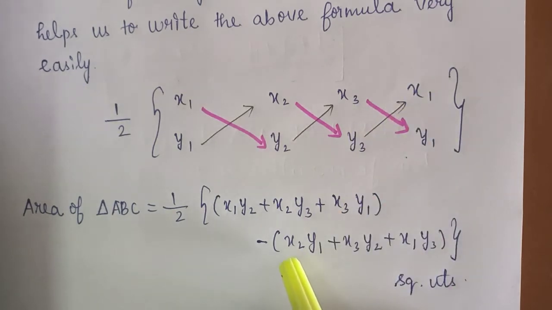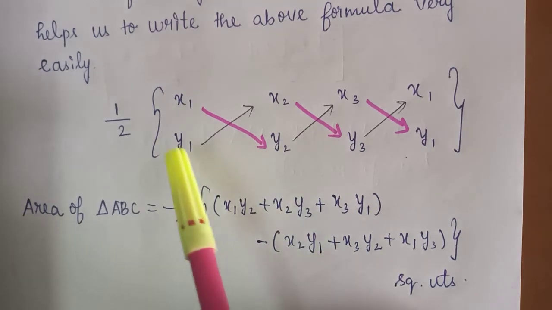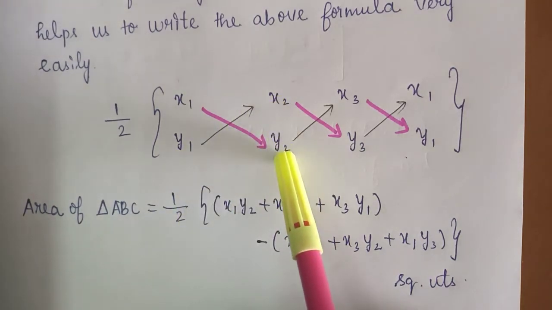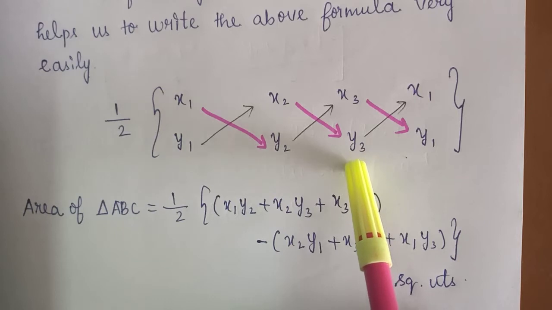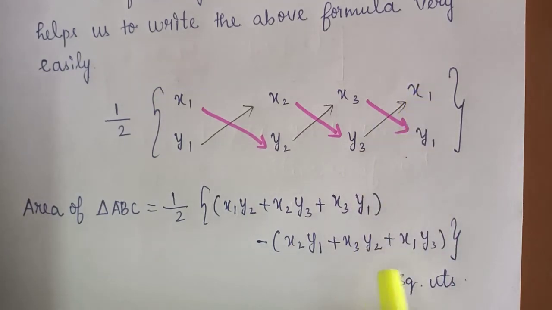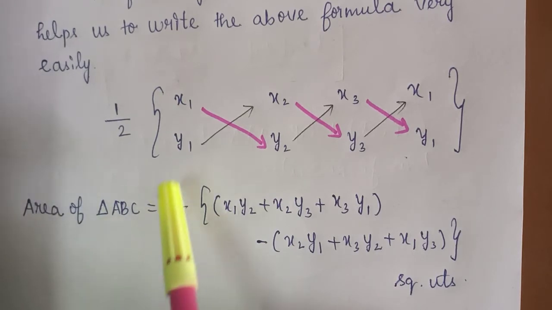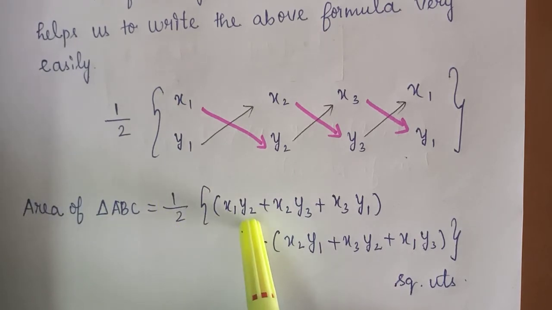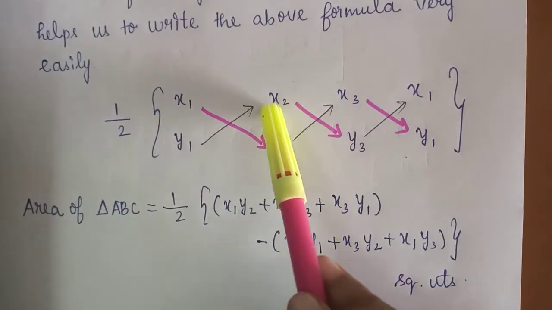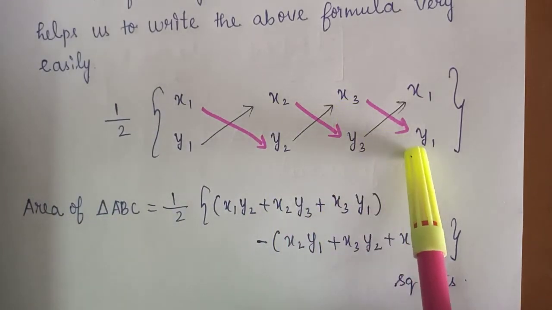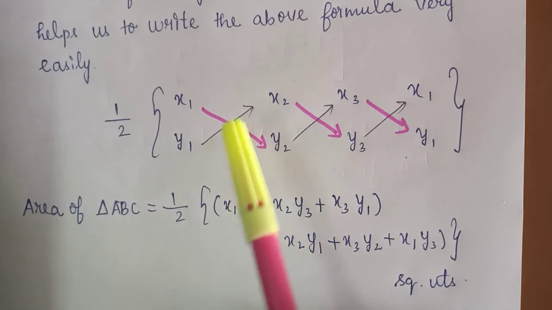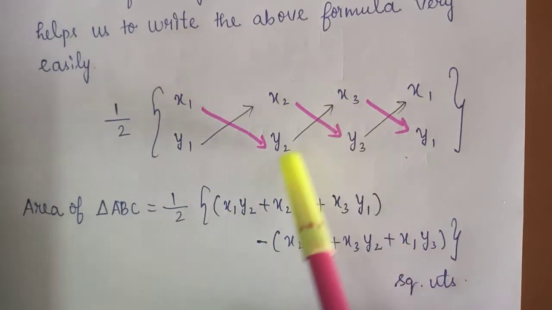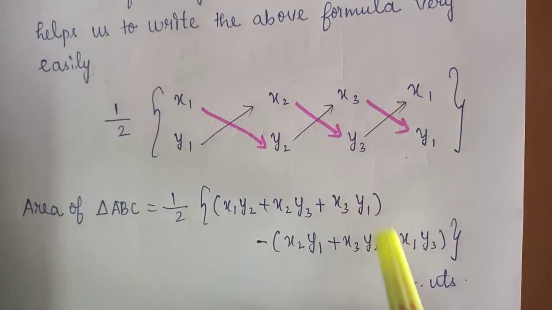I just write first the x coordinate then the y coordinate. If you write y1 x2 plus y2 x3 plus y3 x1, it is also correct only. So the area of triangle ABC is equal to 1 by 2 into x1 y2 plus x2 y3 plus x3 y1 minus x2 y1 plus x3 y2 plus x1 y3 square units.